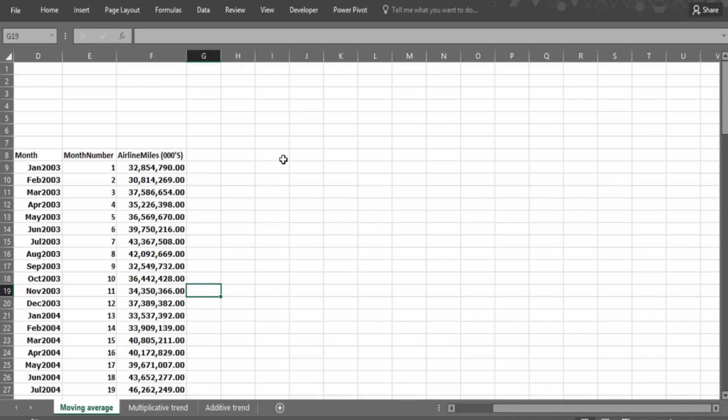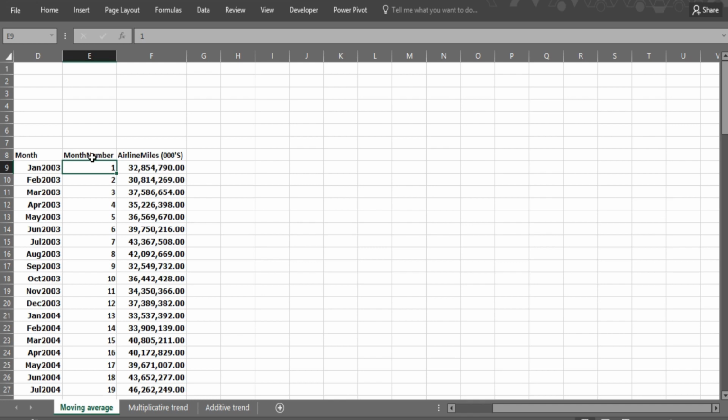In this video, we're going to learn how to model trend and seasonality in a time series. The time series we'll use will be airline miles traveled in the United States. We're going to start looking at it from 2003 through 2012. So the first thing we should do is probably create a moving average trend curve, which we've discussed in previous lessons.